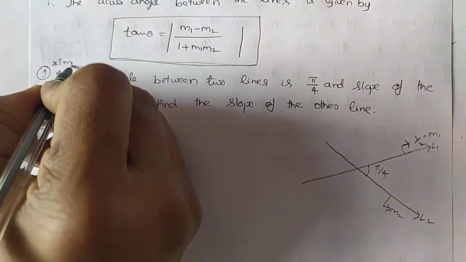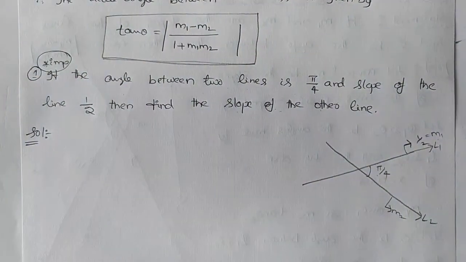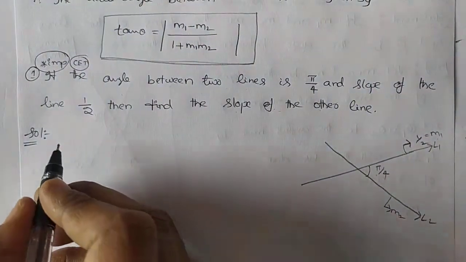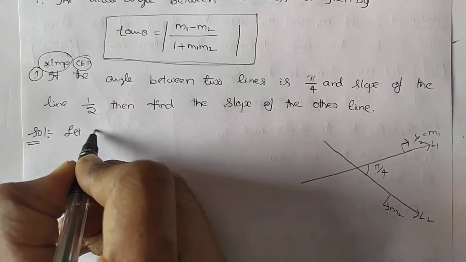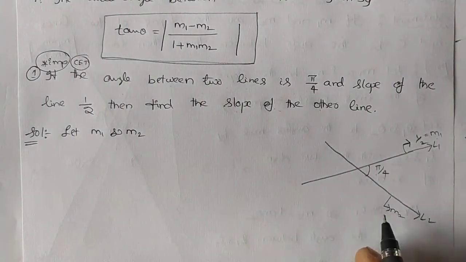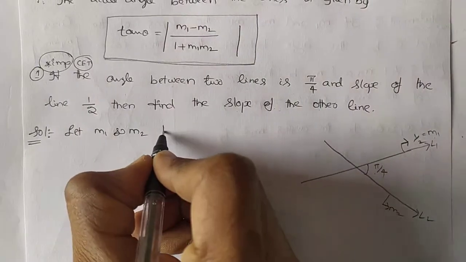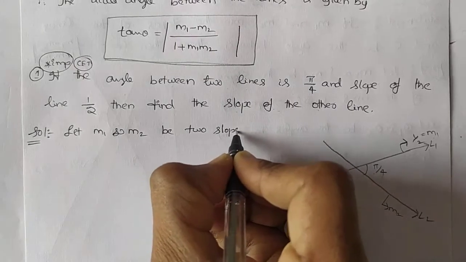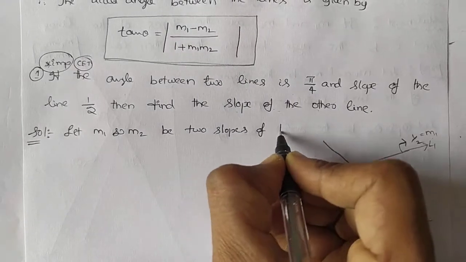This question will be important for your board examination as well as CET. Solution. Let m1 and m2 be the slopes of the two lines.